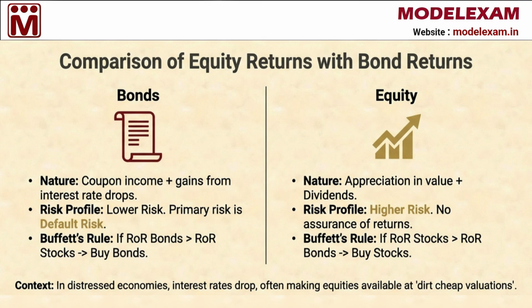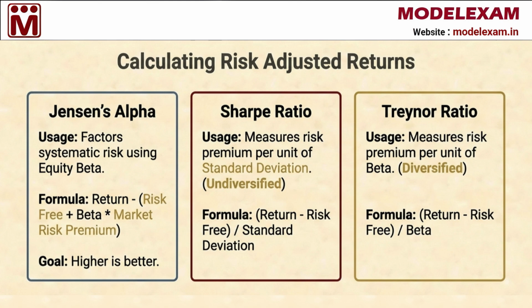The risk profile is higher because there is no assurance of returns. Warren Buffett suggests a simple decision rule. If the rate of return on stocks is greater than the rate of return on bonds, you should buy stocks. Conversely, if bonds offer a better return, you should buy bonds. However, simply looking at returns is not enough. We need to calculate risk-adjusted returns. We have three main tools for this.